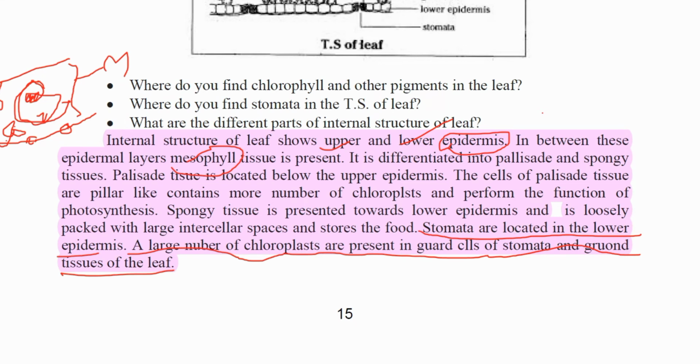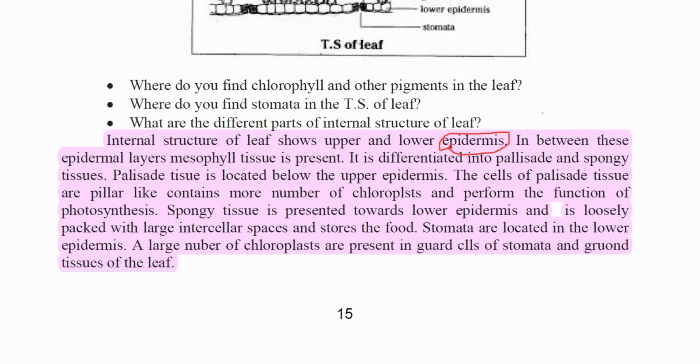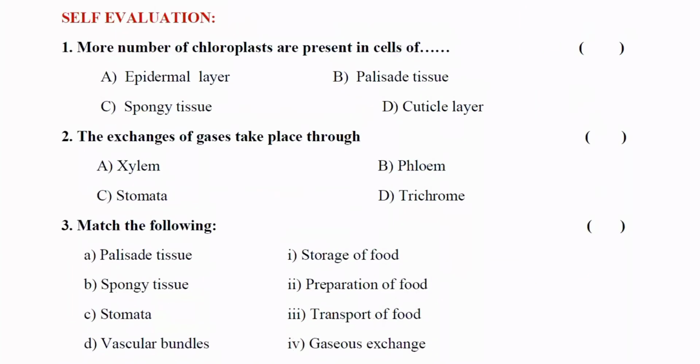So this is the transverse section of the leaf. It is the most important one we can see in the microscope in the laboratory, so we can see this easily. And now evaluation. Now we can give the answers easily. Now let us give the answers.